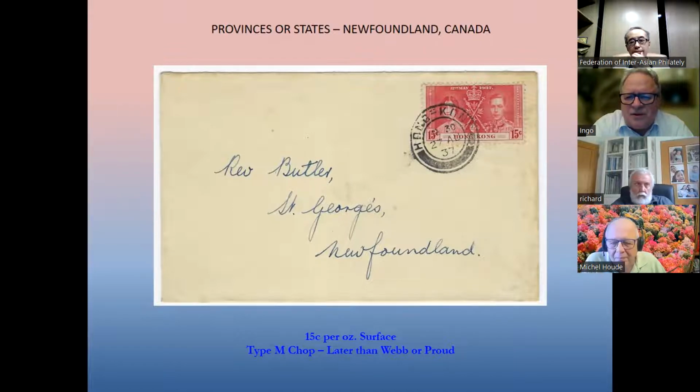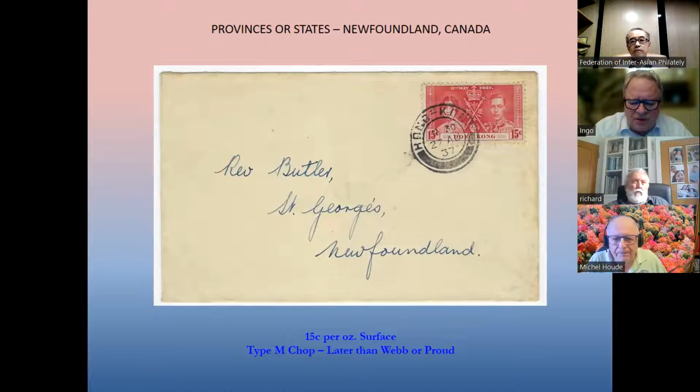But anyways, this cover is going to St. George's, Newfoundland, which is on the west side of Newfoundland. It's a tiny little fishing village. Most of the little towns in Newfoundland are fishing villages. And a famous guy named Reverend Butler. He was a churchman, but he was also a stamp dealer, a stamp collector, and a worldwide dealer. And there's a lot of mail going to and from Reverend Butler. So it's a big correspondence.